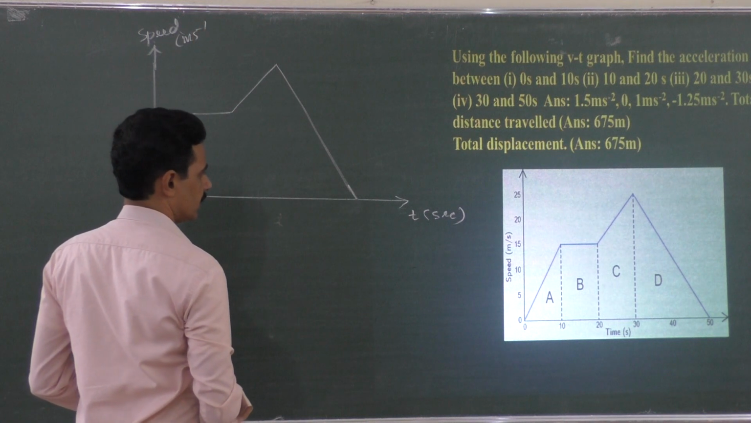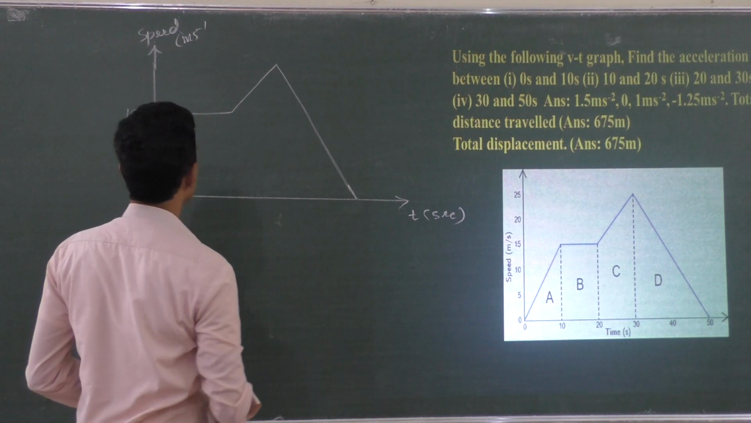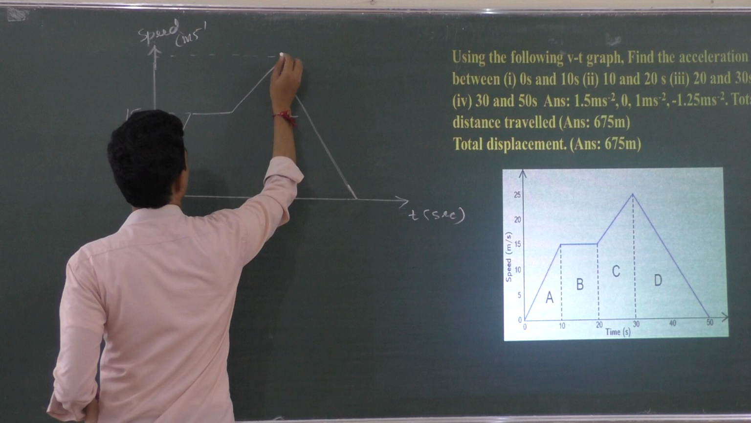Yeah, we will write the values. This is 15 meters per second. What is the highest value? 25. It is clearly given.